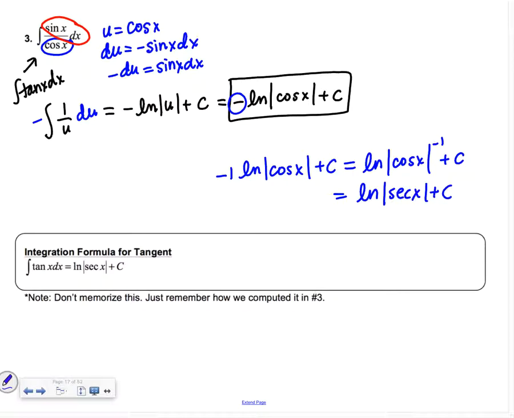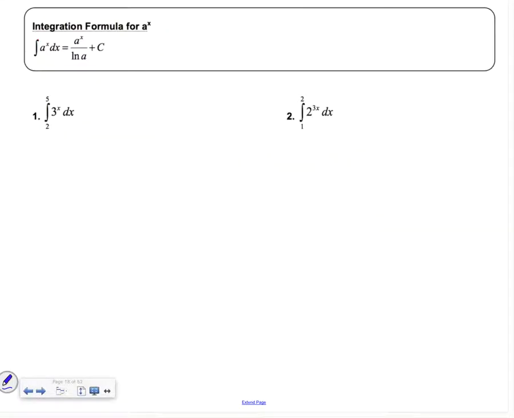So, different books will write different things. Some of them write natural log of the absolute value of secant of x. Some of them write negative natural log of absolute value of cosine of x. It doesn't matter which one you memorize. Okay, I wouldn't even really memorize it. So I even wrote that there. Don't memorize this. Just remember how we computed it. I would just do a quick U-substitution. Because what if I asked you the integral of cotangent? Well, then it's the same process, right? It's cosine over sine. So let u be your sine and then go from there. Okay, so it's a little bit different.